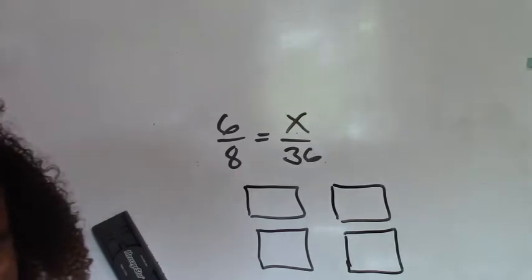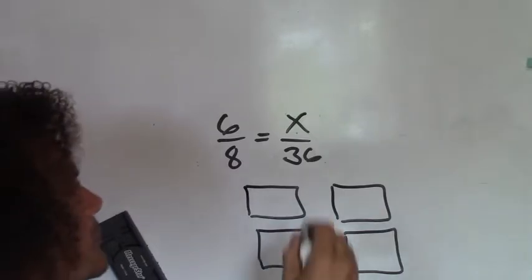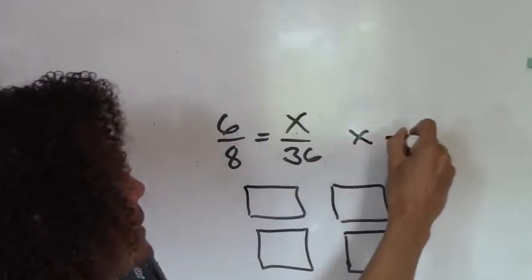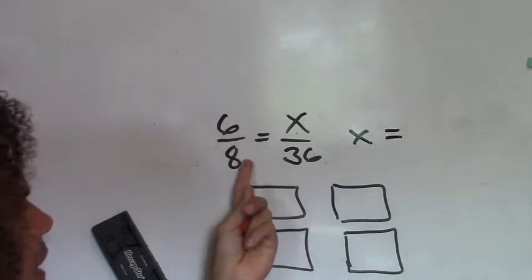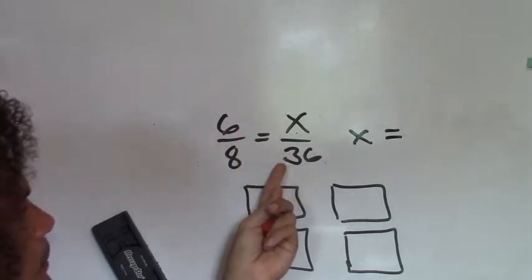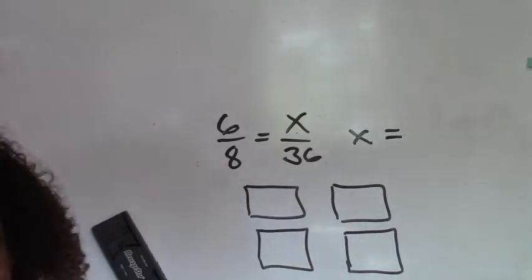Okay, got my boxes like that. Draw this on your book, on your tablet. Same thing I just did. So we want to figure out, what does x have to be for this statement to be true? 6 is to 8 as something is to 36. Well, here's the first thing. The equal sign, does equal sign ever lie, Addie? No. Never lies.